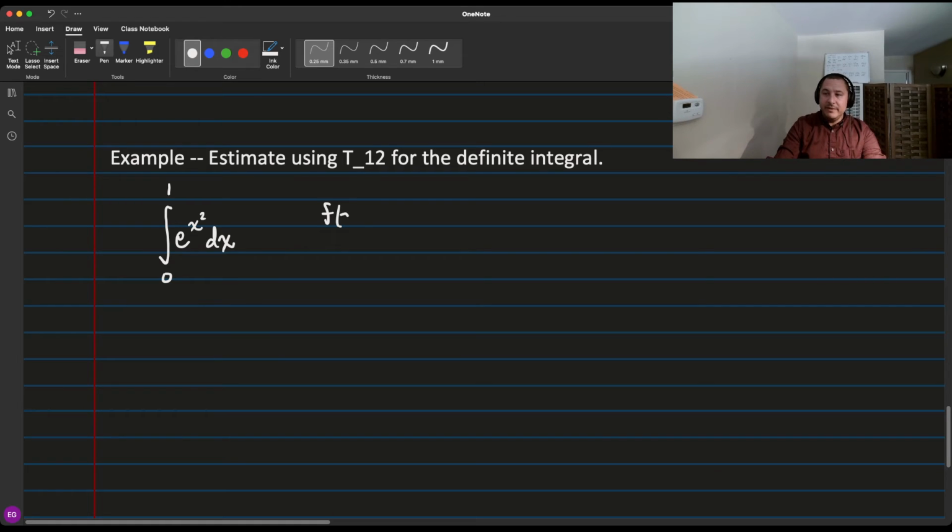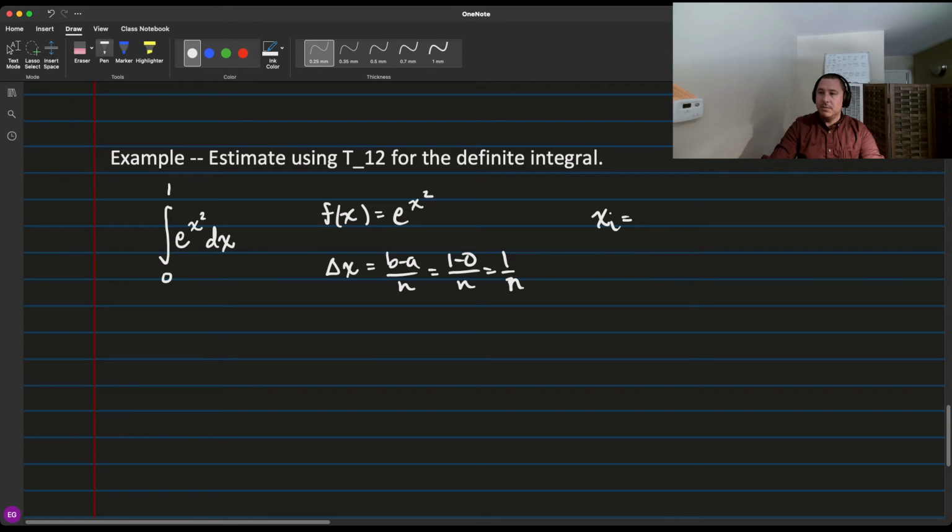So your f of x is going to be e to the x squared. Your delta x is going to be b minus a over n, which is 1 minus 0 over n, which is 1 over n. Okay, your x_i is going to be 0 plus delta x times i, which is 1 over n times i, so i over n. So this is not that bad. x_i equals i over n.